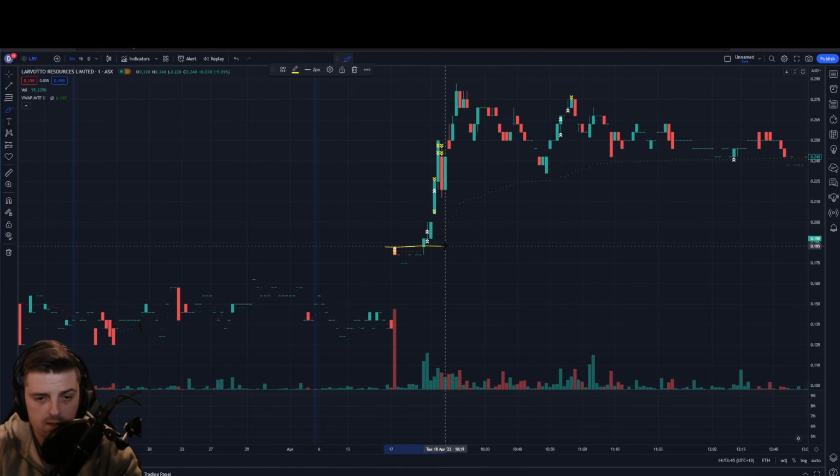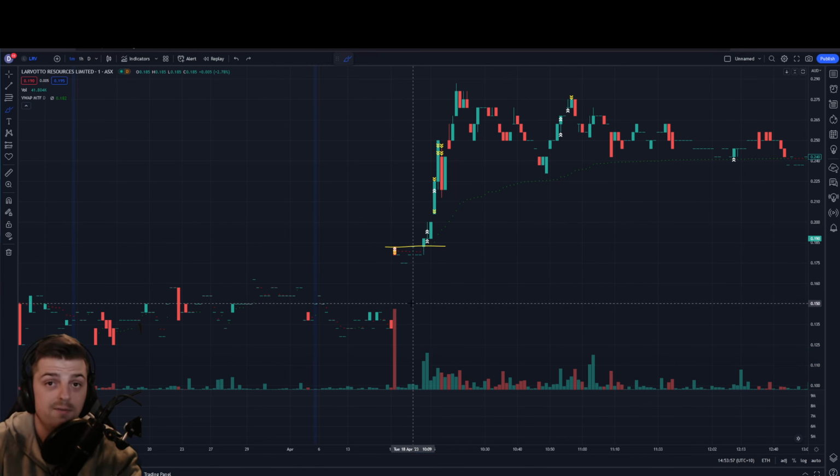And then just waiting for the range break. You can see absolutely nothing happens for what's that, 10 minutes roughly? A little bit less. And then once the volumes kick in, it's like, okay, it's time for the opening drive.